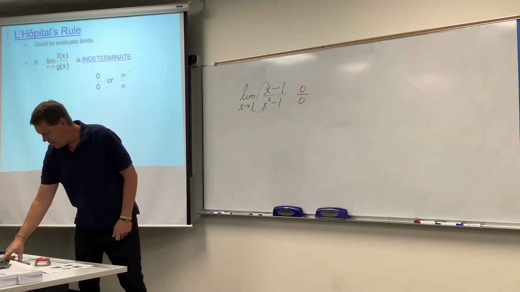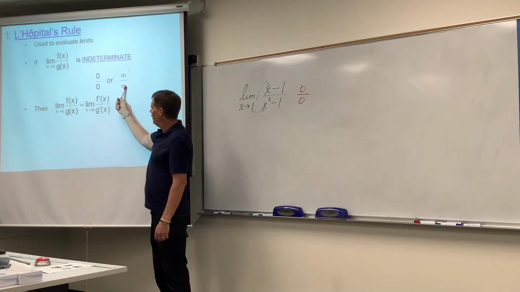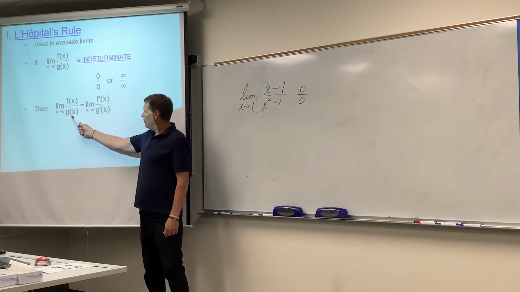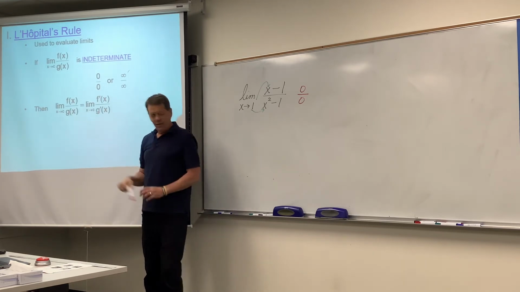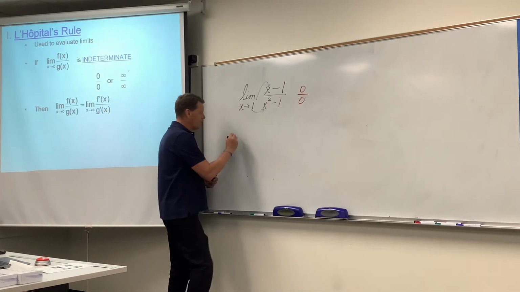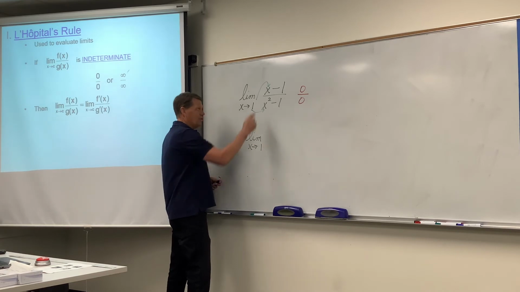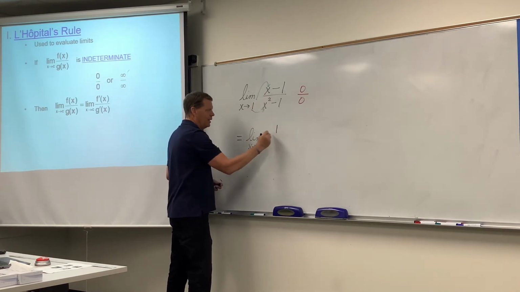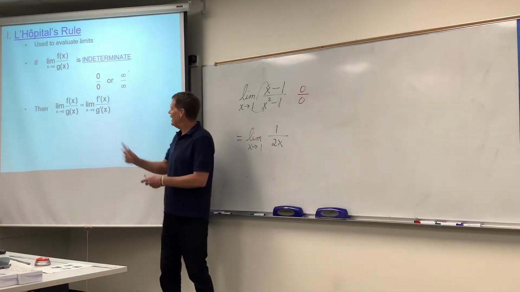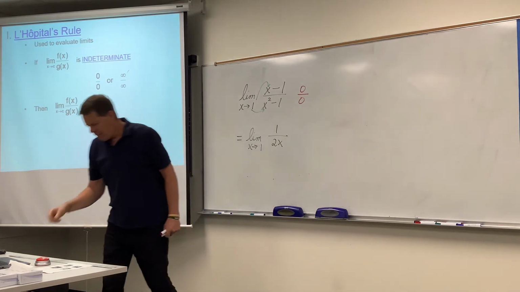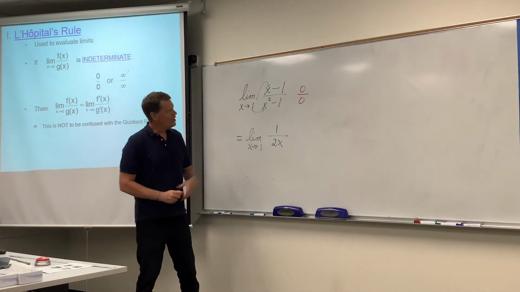L'Hopital's rule then goes on to say that if your limit is indeterminate, either 0 over 0 or infinity over infinity, then your original limit, the limit as x approaches c, f of x over g of x. Notice this basically says to take the derivatives of your numerator and denominator individually. So you take the derivative of your numerator, which is 1. You take the derivative of your denominator, which is 2x. Notice you take the individual derivatives. What I often tell people is this is not to be confused with the quotient rule. You just take the derivative.